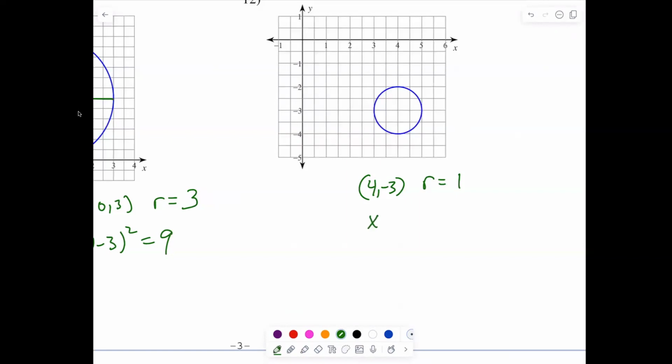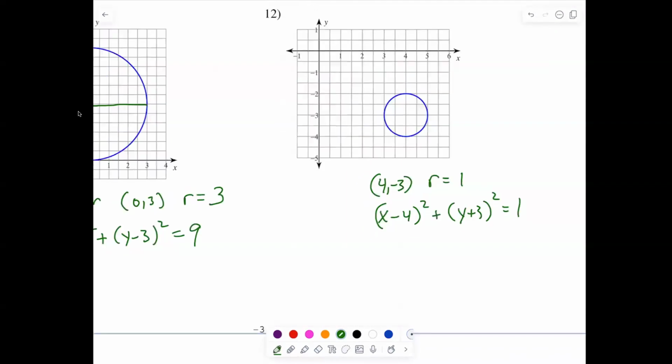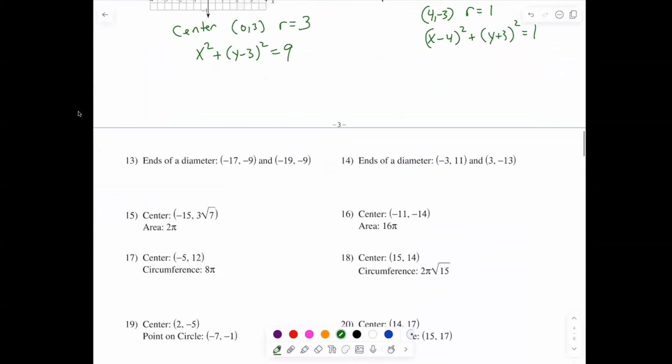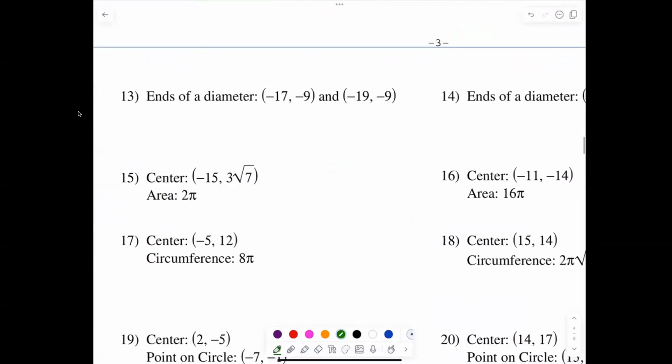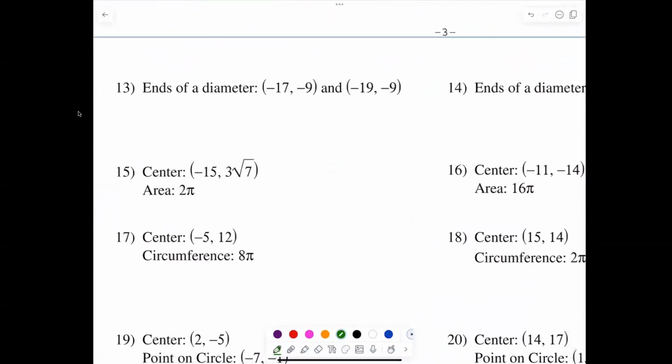X what? X minus 4 squared plus y plus 3 squared equals 1. Perfect. Very simple, I agree. Okay, so now here's where we have a little bit of a problem.